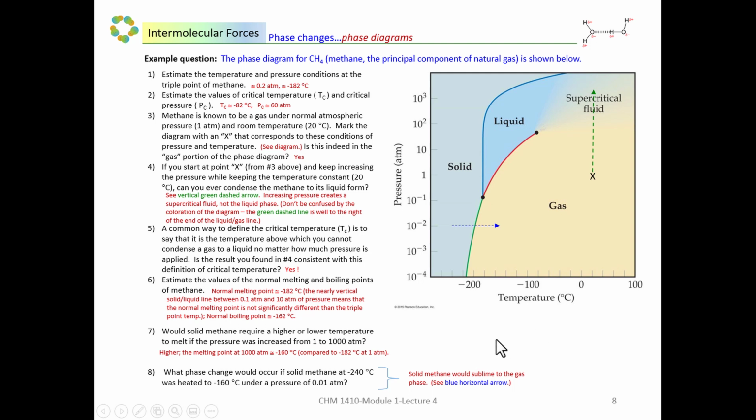So you can see how we can use the phase diagram of any substance to make predictions about what would happen as we change the conditions of temperature and pressure under which that substance exists.